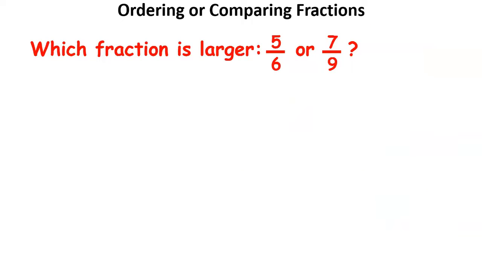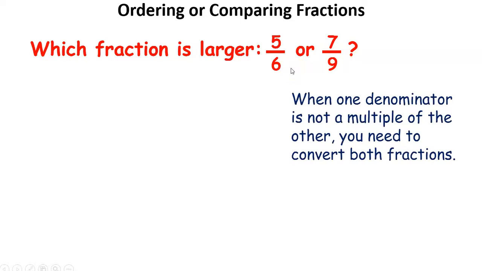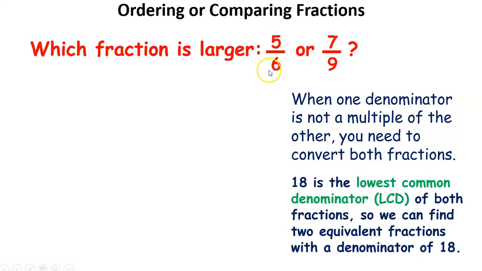Doing another example. Which fraction is larger? Again, think about our rules. What do I need to do first? First thing I need to do is find a common denominator. Now, 9 is not a multiple of 6, and 6 is not a multiple of 9. So we need to find a common denominator for these two. Again, I know that 18 is a multiple of 6, and 18 happens to be a multiple of 9.